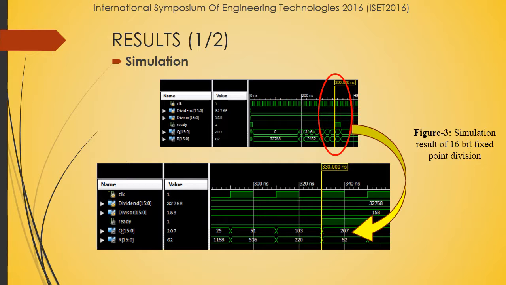We consider the division of two 16-bit fixed point numbers, which are 32768 and 158, fed as the input dividend and divisor respectively. The desired output, a quotient of 200 and a remainder of 62, is shown in the figure. This proves that the calculation executed by the Verilog HDL code is valid. The simulation performed the calculation through iteration per bit value until all the bits for quotient and remainder are determined.